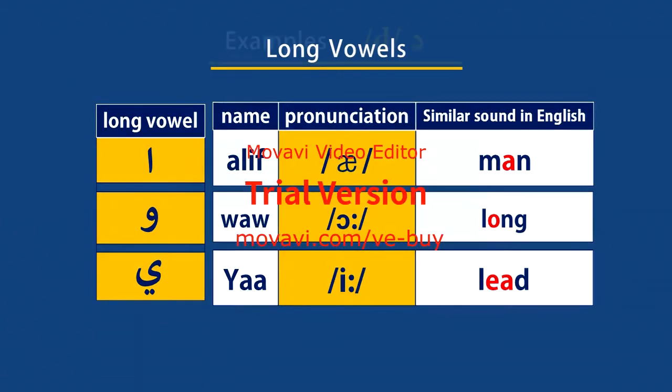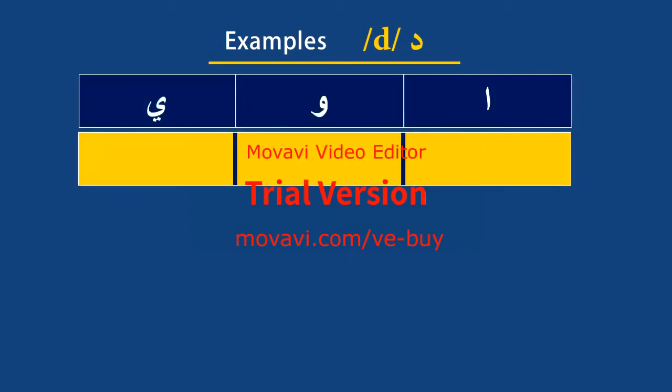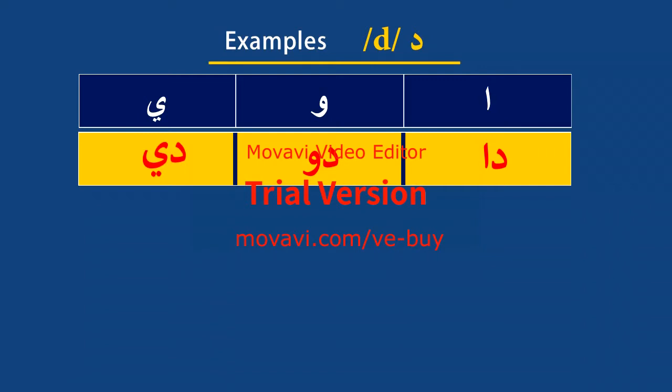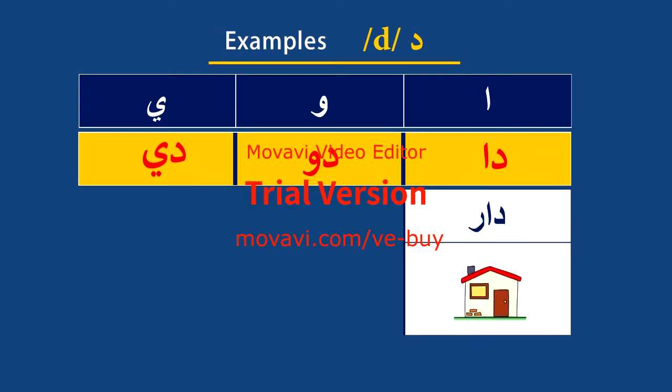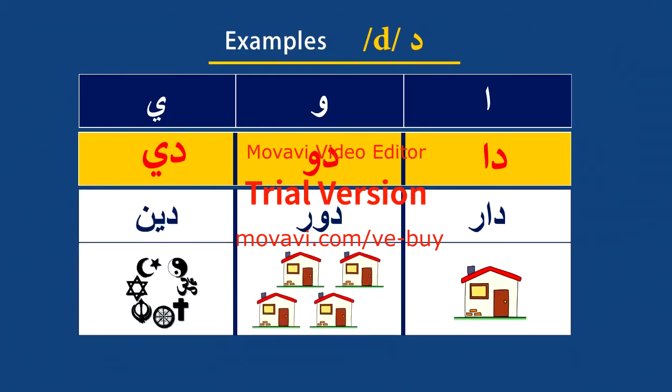Let's have some examples. This is the letter dal, which has the sound of d, just like the d of day or dad. And now I will add the long vowels to it. Dal and alif becomes da. Dal and waw becomes du. Dal and ya becomes di. So da, du, di. An example of da is dar. An example of du is dur. And an example of di is din.